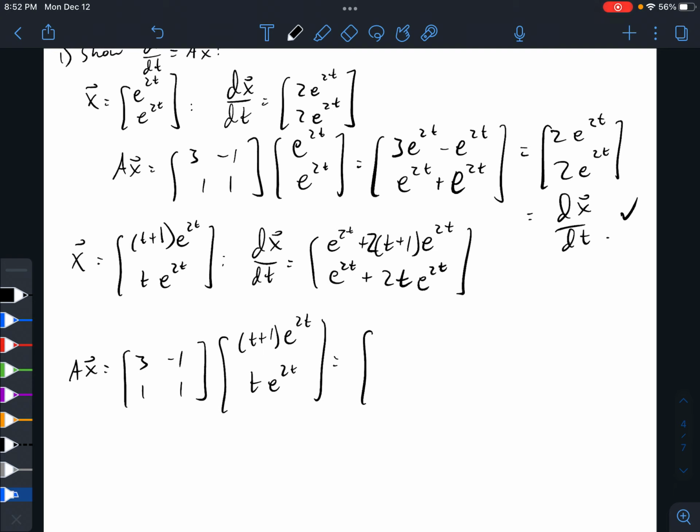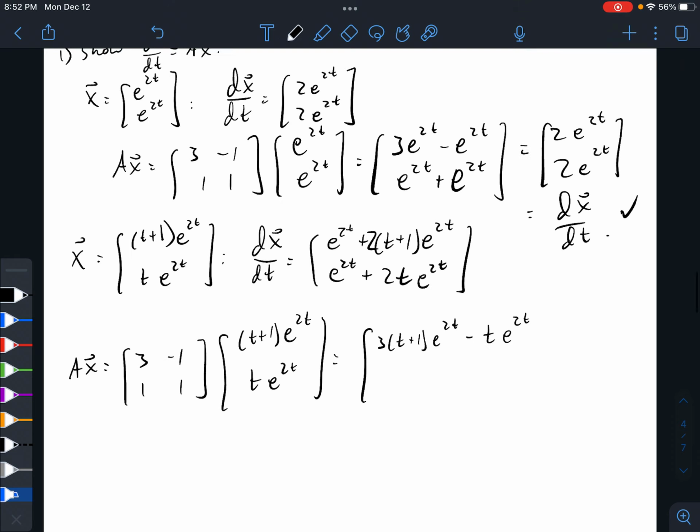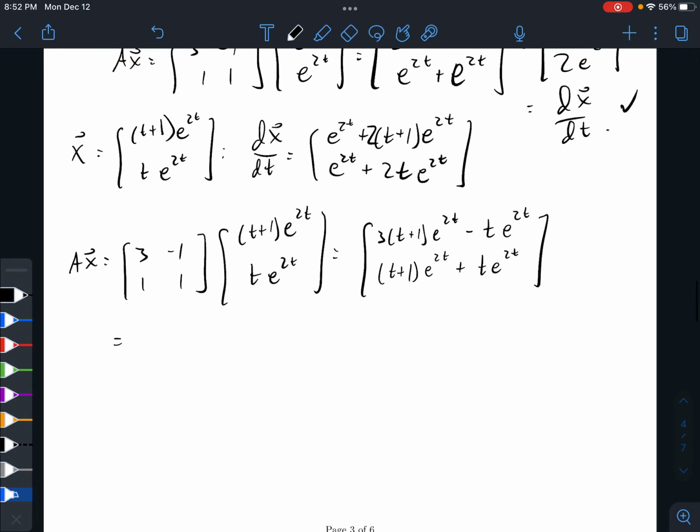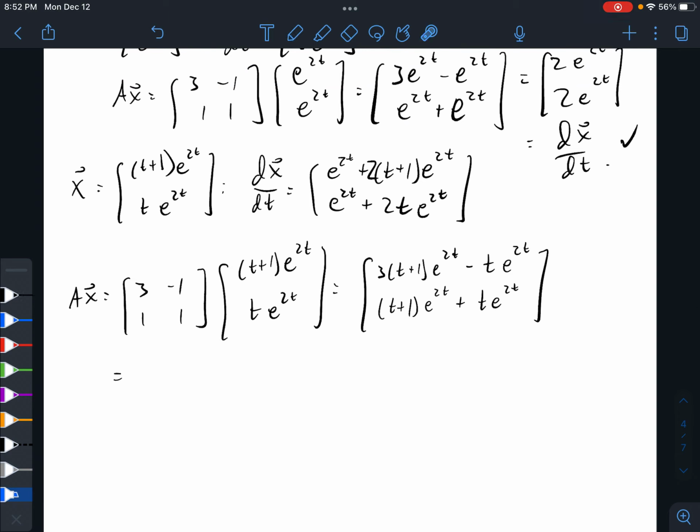Simplifies down to (3t + 1)e^(2t) - t e^(2t), and then (t + 1)e^(2t) + t e^(2t). How does this simplify? Because we're trying to show that this and this are equal, and then this and this are equal.